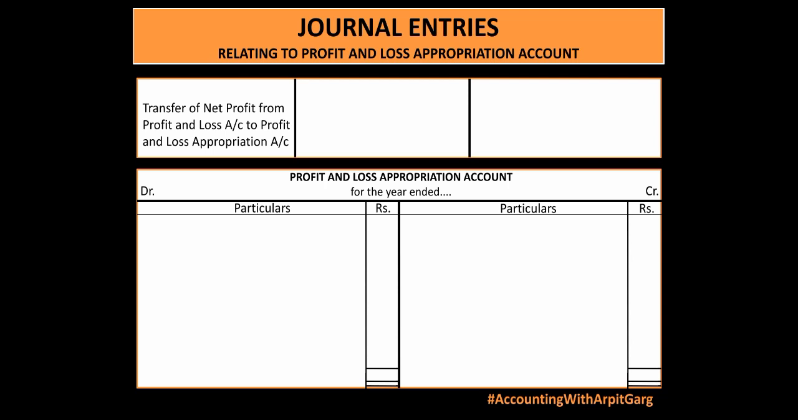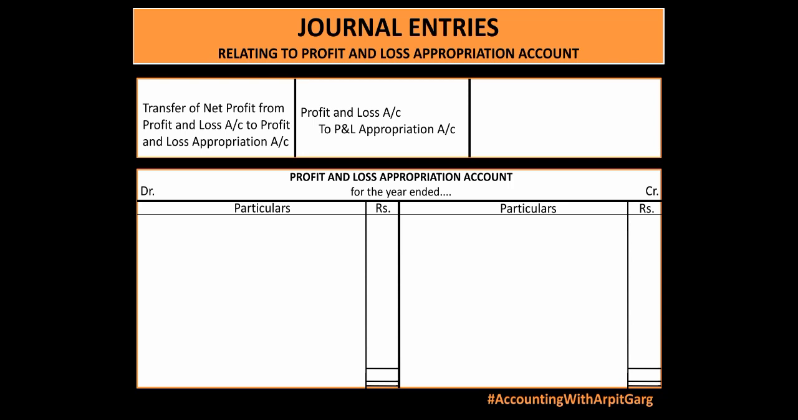Let's try to make the entry instead of by-hearting it. As we know, all incomes and gains are credited, and here we have net profit, which means balance of our profit and loss account is credit. Now, to transfer the balance, we will debit profit and loss account and credit profit and loss appropriation account.